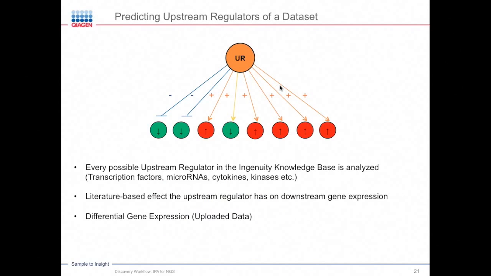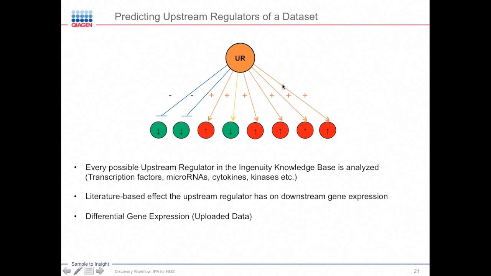Okay, so let's do a little bit of how things work. How do you predict upstream regulators in the data set? The way this works in IPA is, think of it as a pattern match. From the literature, we have an upstream regulator, which could be any molecule. This could be a microRNA, a transcription factor, a kinase, some molecule that has some effect on the expression of other genes. And this is all from the literature.